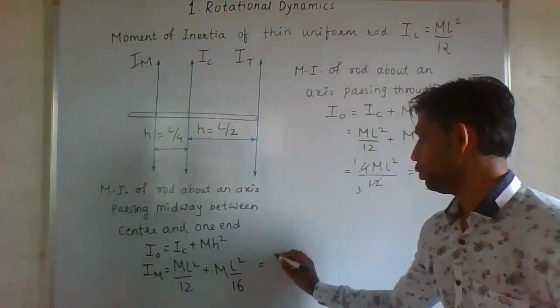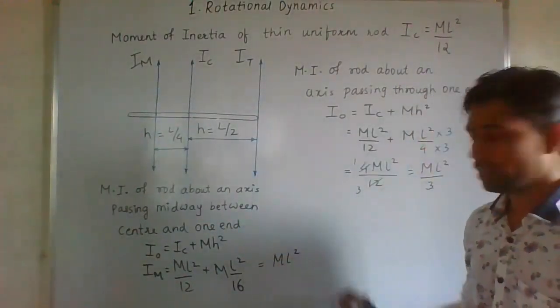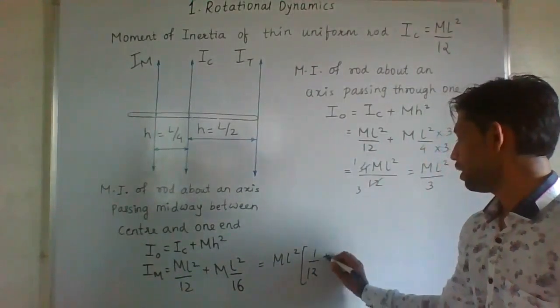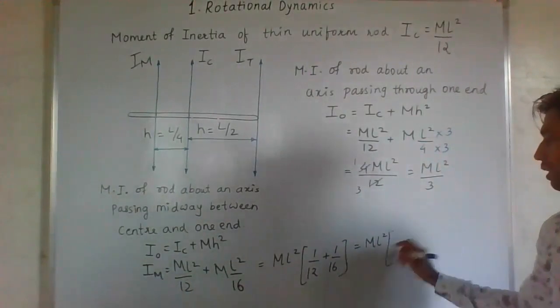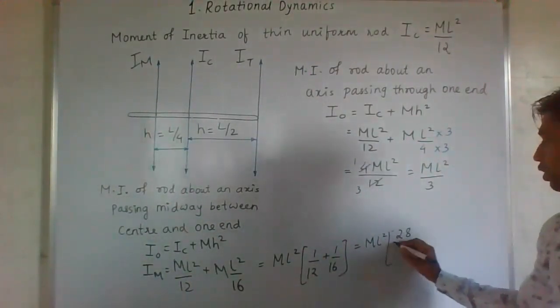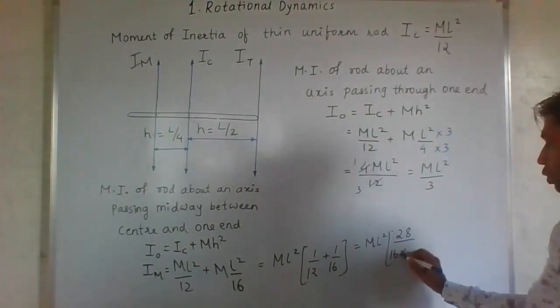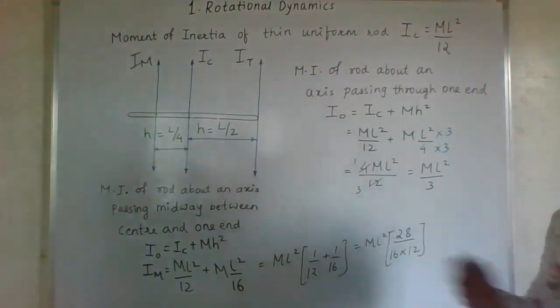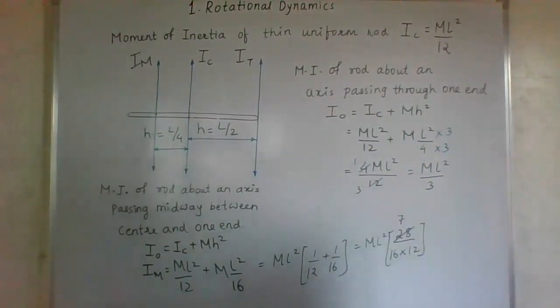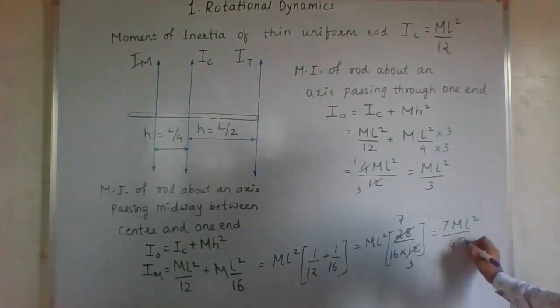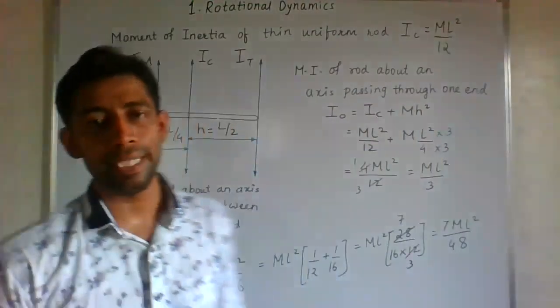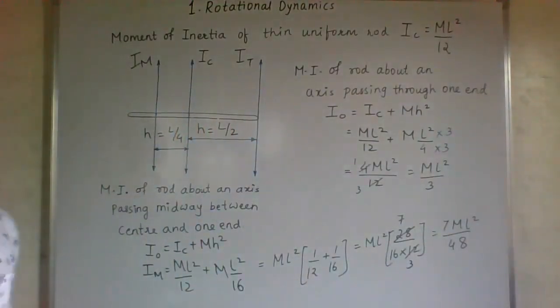So what I can do is take ml square as common, then I am left with 1 by 12 plus 1 by 16. Do cross multiply. So this will give you 16 plus 12, that is 28, and 16 into 12. Let's divide this by 4. It will divide by 4: 4 7s are and 4 3s are. So that is how I get the final answer as 7 ml square by 48. So this way we complete the part for thin uniform rod.